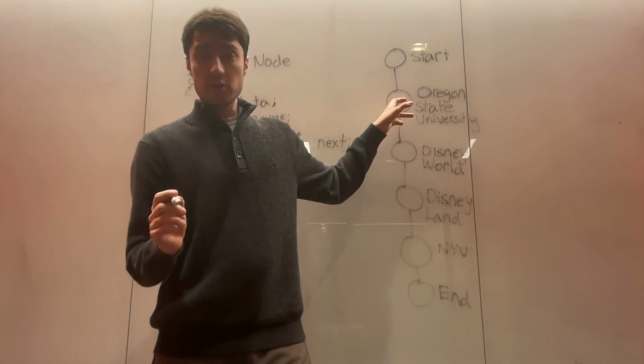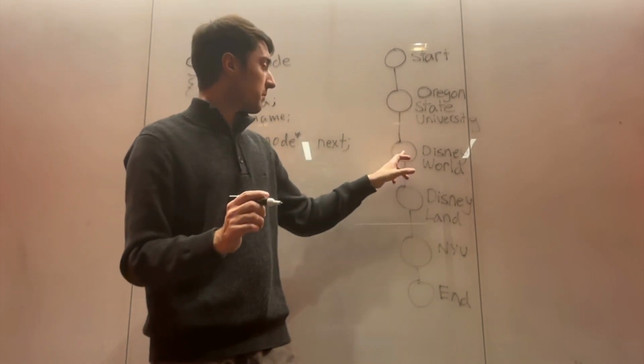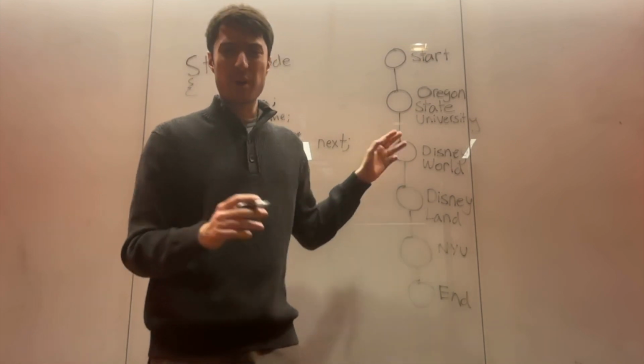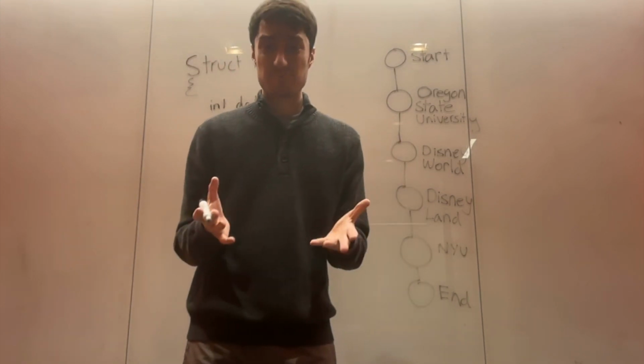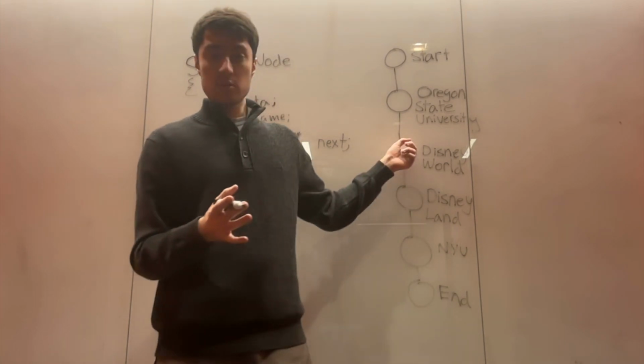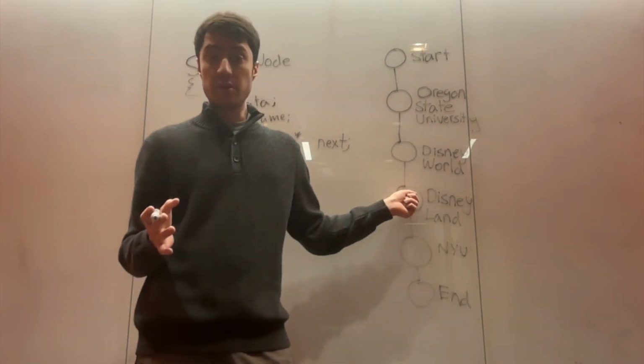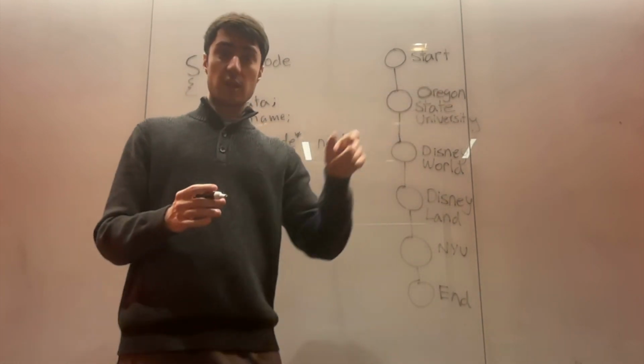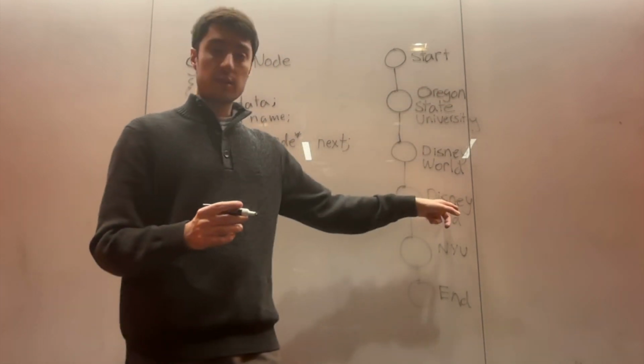So we're at Oregon State University, we get on the train, and we head to Disney World. And you say, that's Disney World, I'm hoping for Disneyland. Well, you just get on the train again and go to Disneyland, and you look at the attraction and say, yep, that's what I'm looking for. Then you can get off the station.